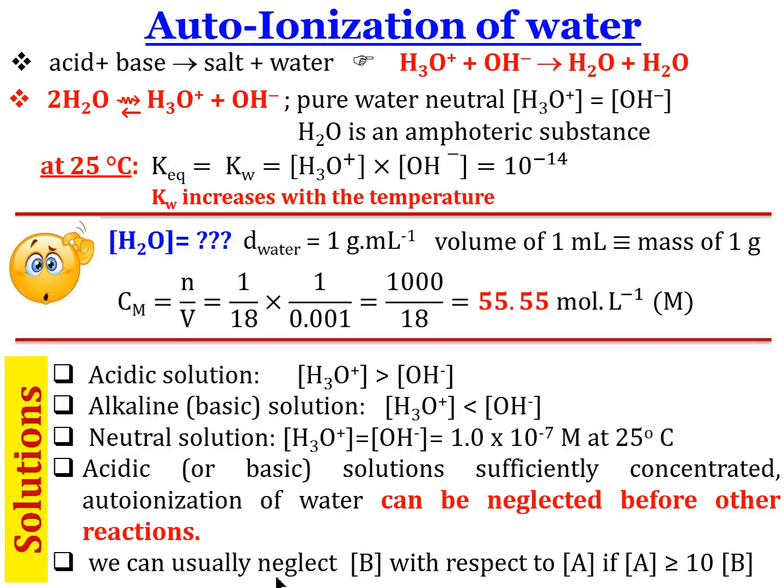By convention, a substance B is negligible with respect to a substance A if the concentration of A is greater by at least 10 times than that of B.